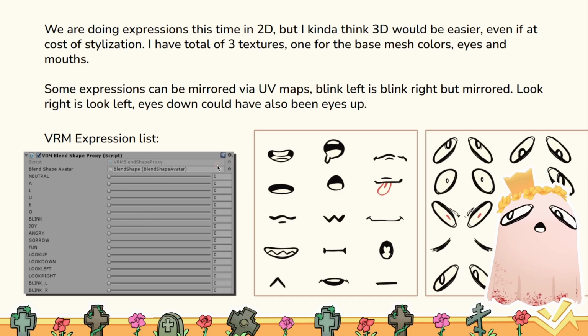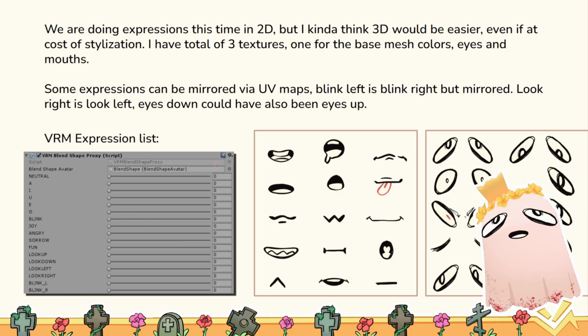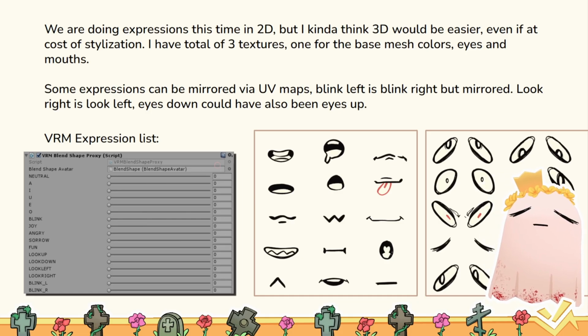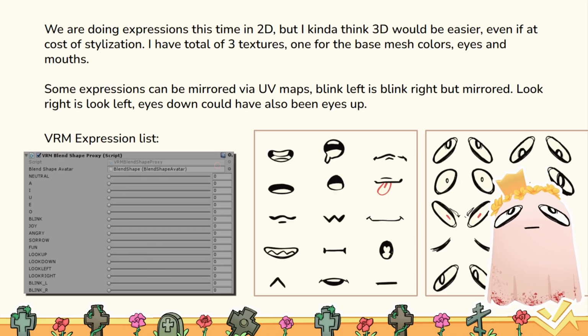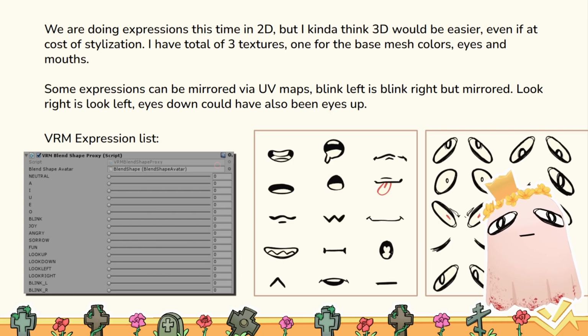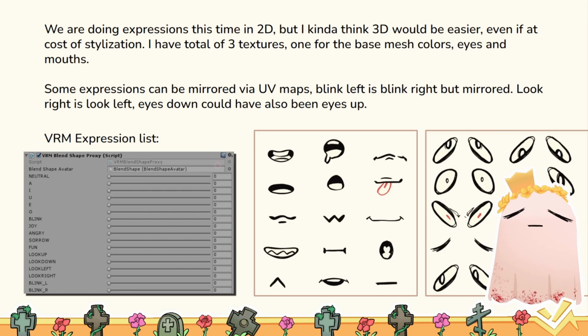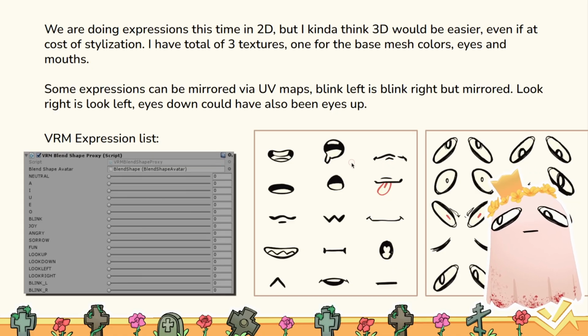We are doing expressions this time in 2D, but I kinda think 3D would be easier, even if at cost of stylization. I have a total of 3 textures, one for the base mesh colors, eyes and mouths. Just like I already explained, but here you can see the mouth texture and the eyes.